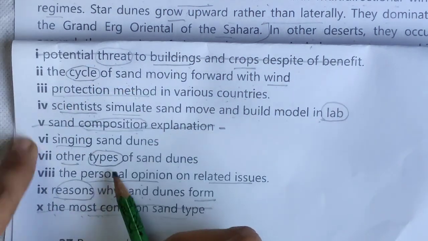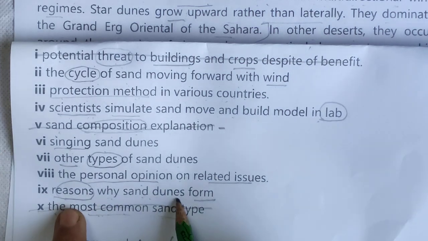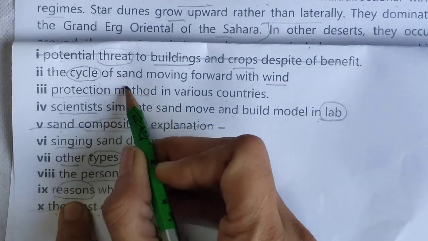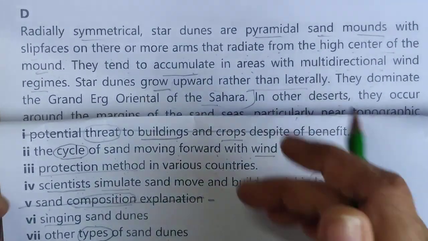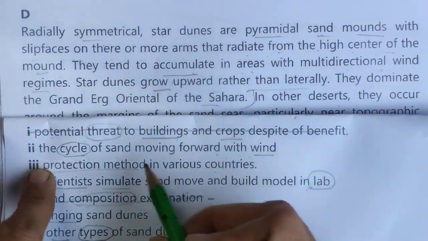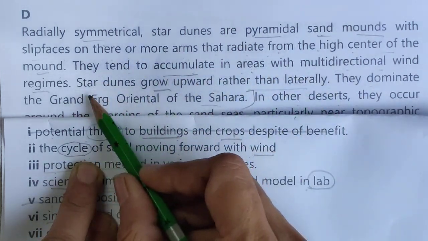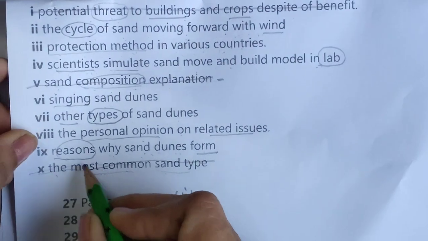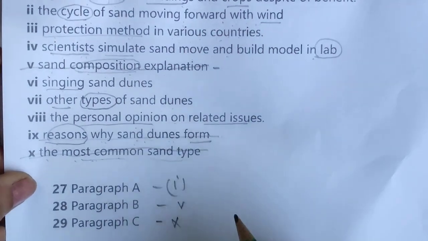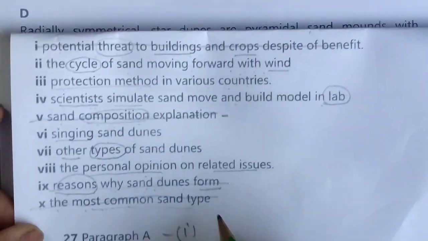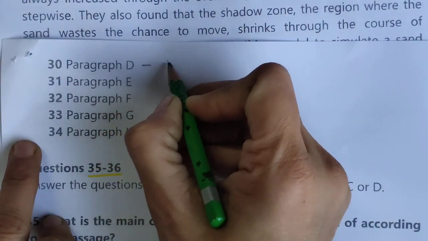These options that we have done, the first we have done, this we have done, this we have done. Okay, reasons why sand dunes form. Maybe we can select this, cycle of sand moving forward with wind. This also we can get. Cycle, because cycle of sand moving forward with wind, they tend to give, but they are not. I think we should go with that, reasons why sand dunes form. Okay, so we will cut it and we will put this answer with D, the 9th. So for D till now we can put the 9th answer.